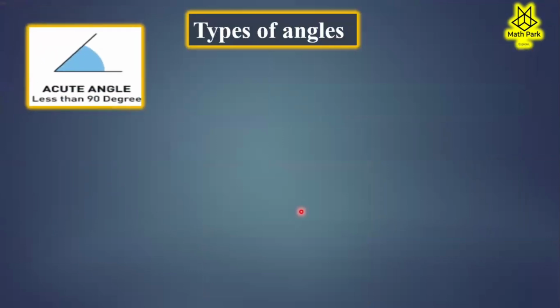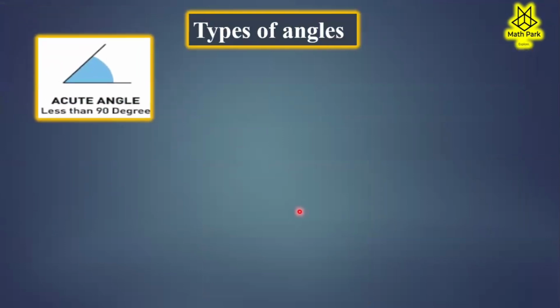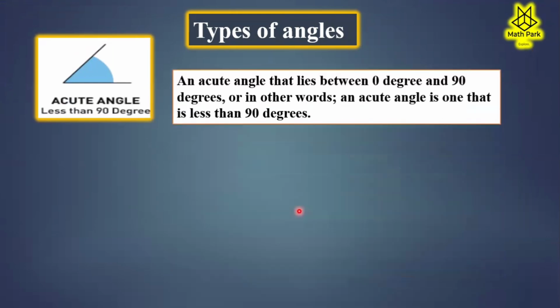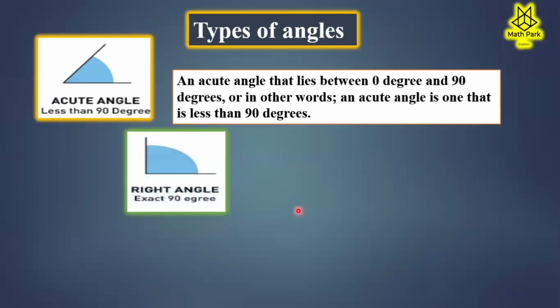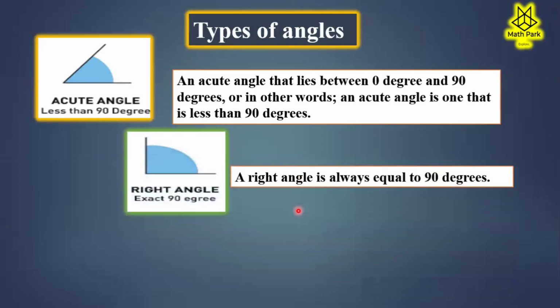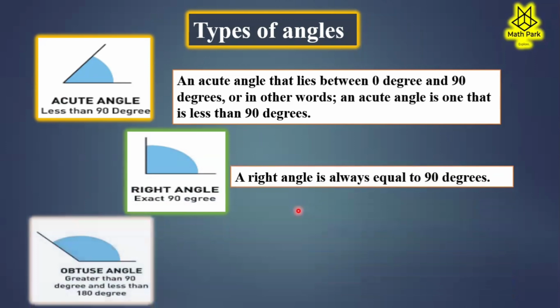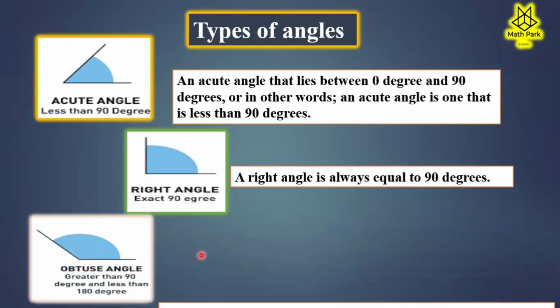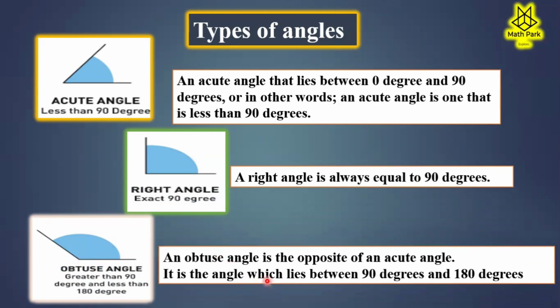Let's understand types of angles. Acute angle is the angle which measures less than 90 degree. The angle between 0 and 90 degree is called an acute angle. Right angle is an angle with exactly 90 degree. Obtuse angle is an angle which is more than 90 and less than 180 degree. So between 90 and 180.